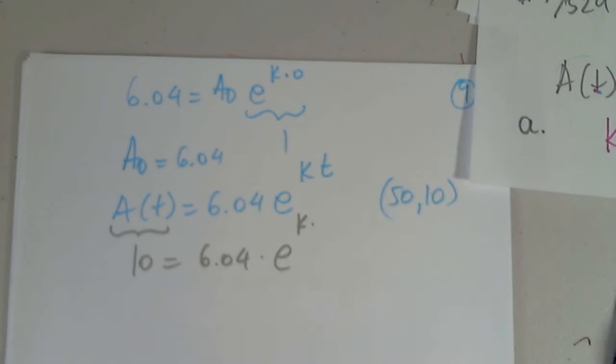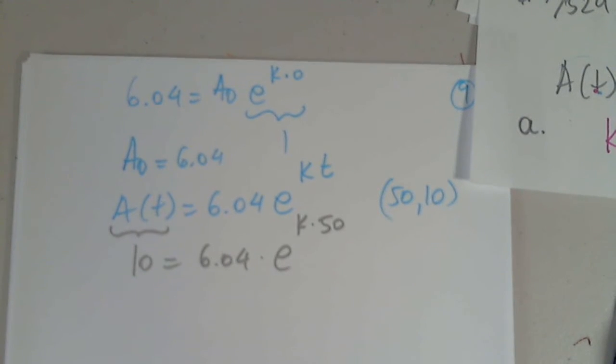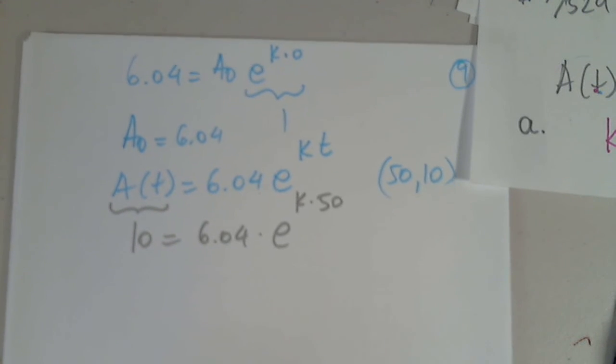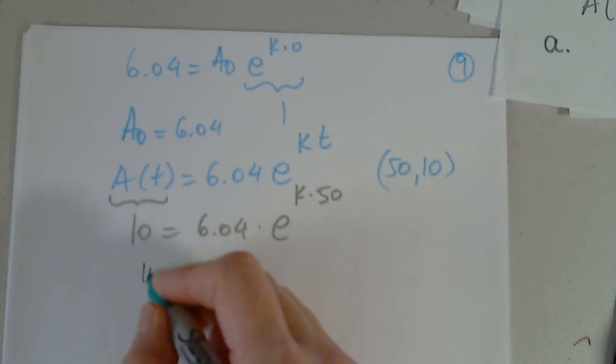What do I replace t by? 50. Excellent. From here, we will be able to solve this equation, and when we solve the equation, we are going to have the answer for k. What is the first step here? Of course, it's an exponential equation. What will be the first step? And the answer is we have to clean it up. And we will be cleaning it up, dividing by 6.04.